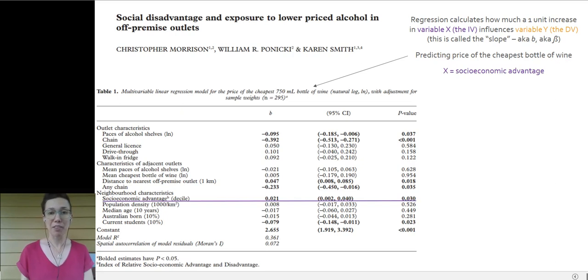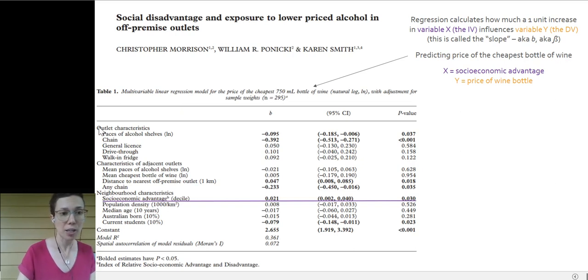So the independent variable we're going to focus on is the socioeconomic advantage variable here. Our dependent variable is price of wine. That's what we're predicting, right? We're predicting that based on the socioeconomic advantage, whatever that score was, however that was decided upon as a neighborhood characteristic. So when we look over here, we know that socioeconomic advantage is in reference to the neighborhood because we can see it's slightly tabbed under this neighborhood characteristics item here.